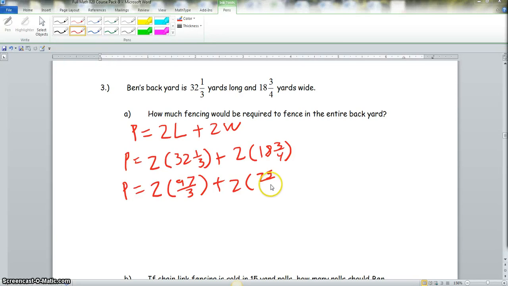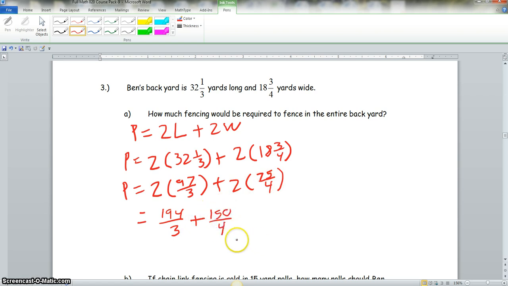Okay, class, picking up where we left off. We had 18 times 4 is 72 plus 3 is 75, and our denominator remains 4. Now, 2 times 97, which would give us 194 all over 3, plus 2 times 75 is 150 all over 4. Now, the common denominator of 3 and 4, we know is 12.